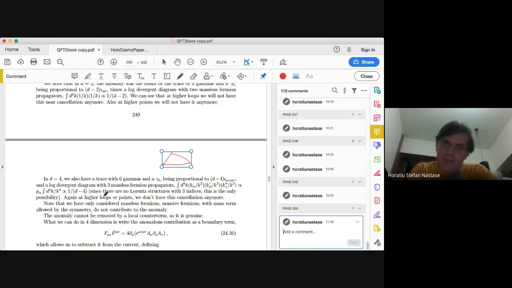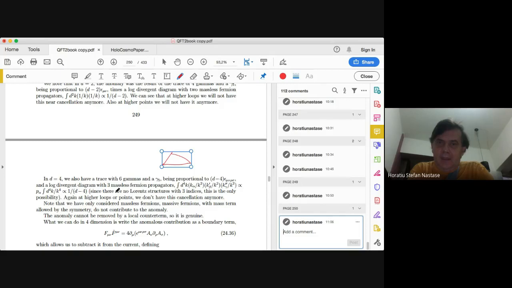And again, at higher loops, this cannot happen anymore, for the same argument that this trace is proportional to d minus 4, or epsilon, whereas at higher loops, the leading divergence is 1 over epsilon to the L. So I still have something divergent.